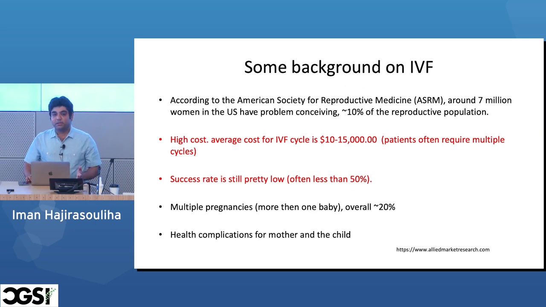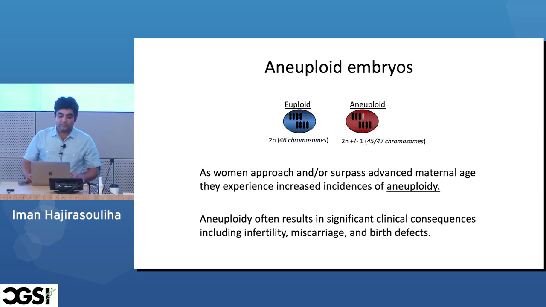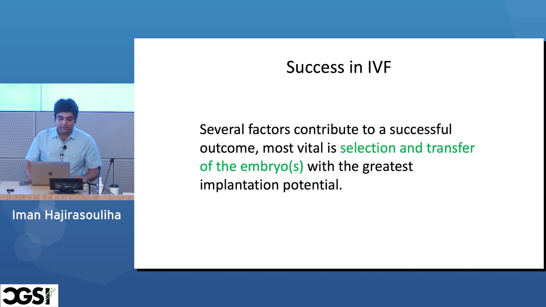One important factor in embryo selection is the aneuploid embryos, because especially when we have advanced maternal age, many of the embryos are aneuploid, so there are chromosomal abnormalities. You might have extra chromosomes, or some larger scale rearrangements in chromosomes, and these aneuploid embryos can lead to miscarriage or other complicated issues. So for the most part, success in IVF is associated with selecting the best embryos. So embryos that are healthy, they don't have chromosome abnormalities.